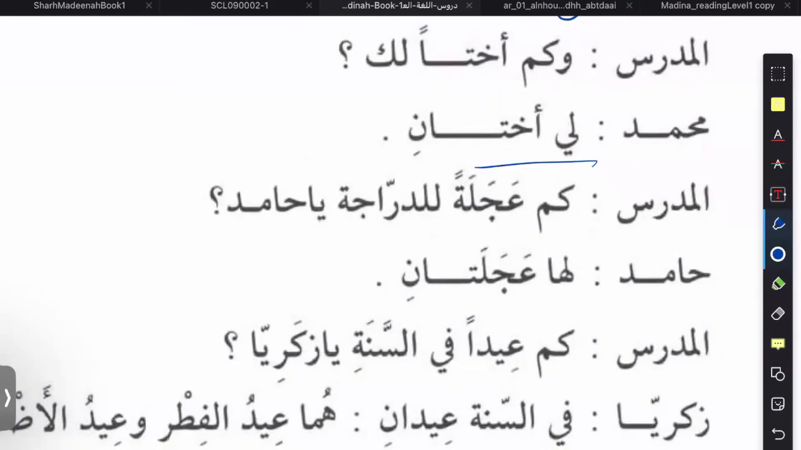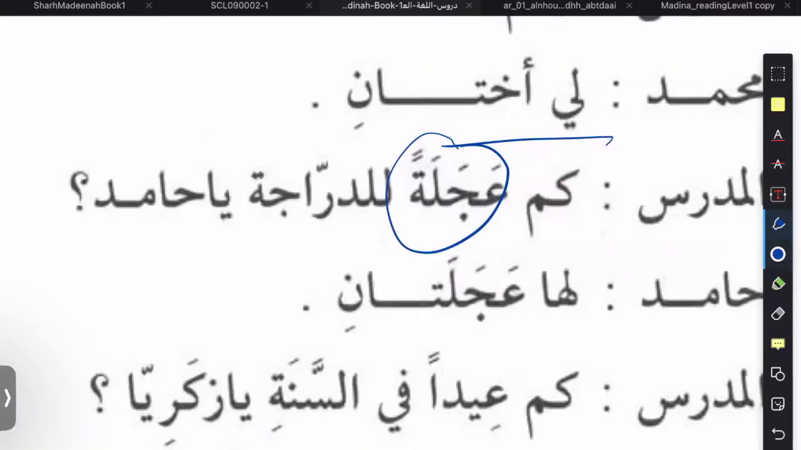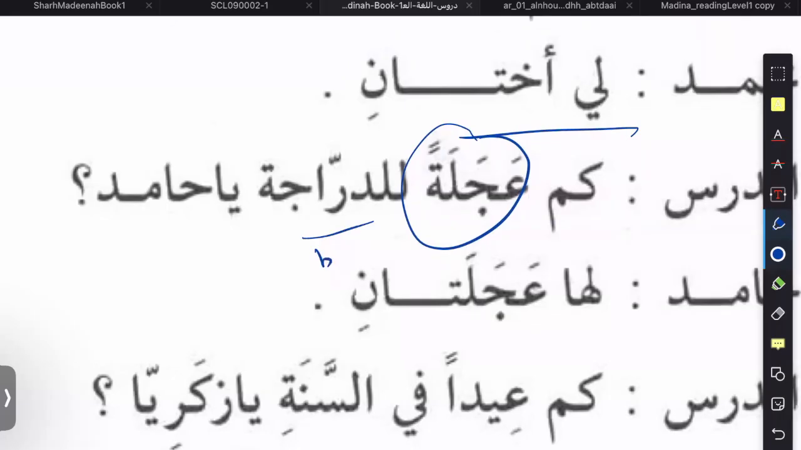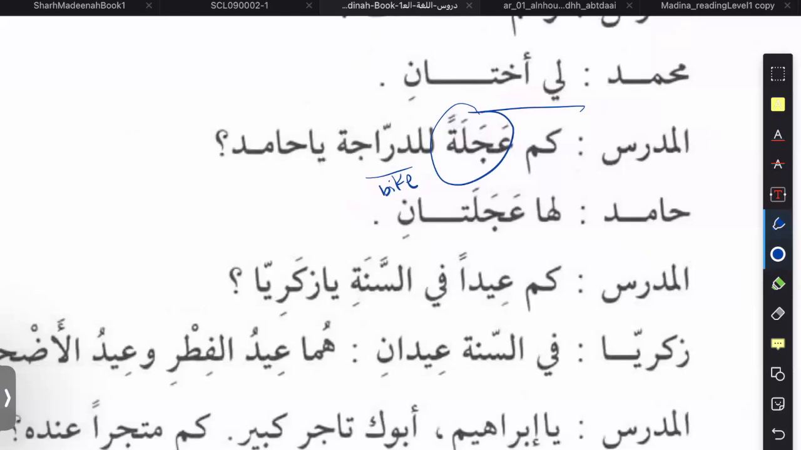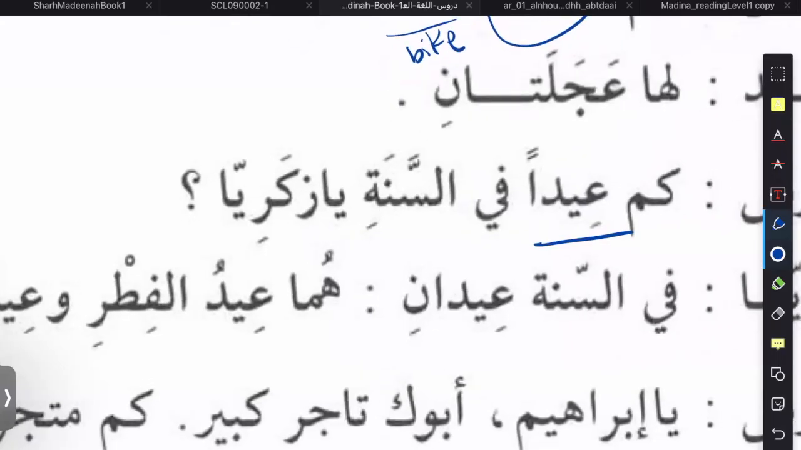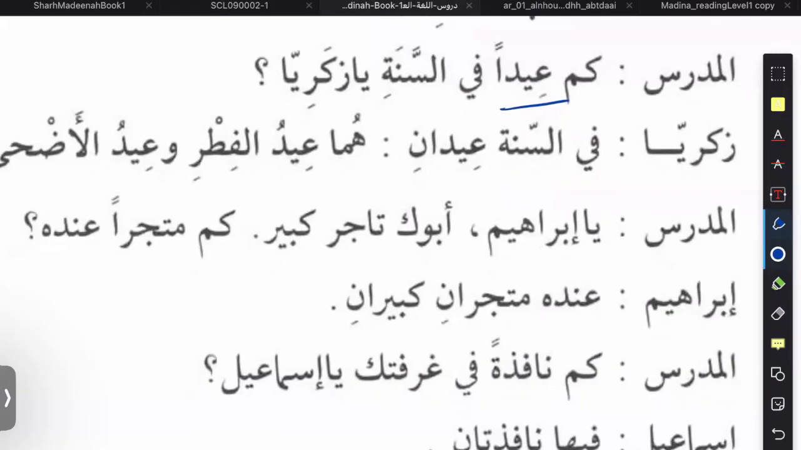Now, something that we learned already before. Li ukhtani. I have 2 sisters. So ajala, what is ajala? Ajala is wheels. So kam ajalatan lid daraja. Daraja is, I think we had it, bicycle, right? So how many wheels for the bikes? You say laha ajalatani. No? Kam Eidan, how many Eids, the festivals we have, fi sana. Okay, how many festivals do we have in a year? We have 2 Eids.